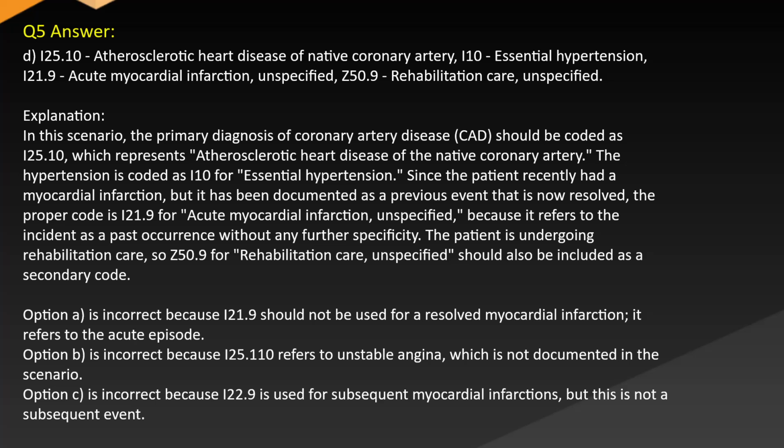The patient is under rehabilitation care, so Z51.89, rehabilitation care unspecified, should also be included as a secondary code. Option A is incorrect because I21.9 should not be used for a resolved myocardial infarction. It refers to the acute episode. Option B is incorrect because I25.110 refers to unstable angina, which is not documented in the scenario. Option C is incorrect because I22.9 is used for subsequent myocardial infarctions, but this is not a subsequent event.